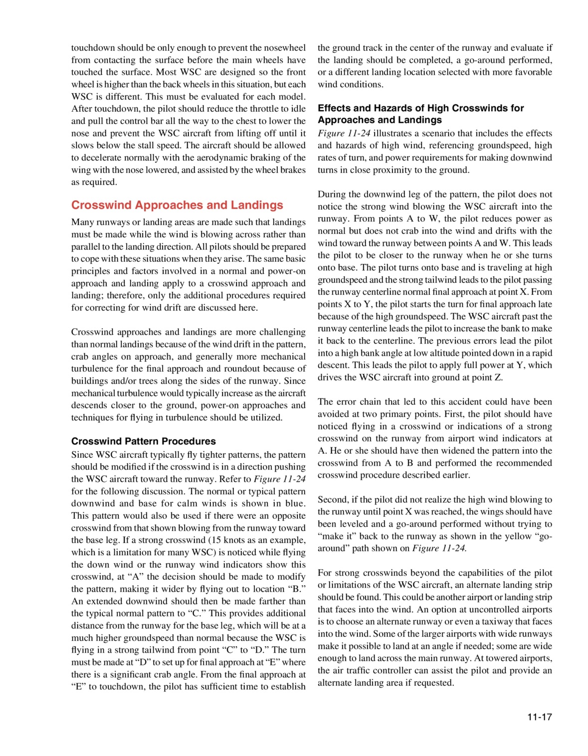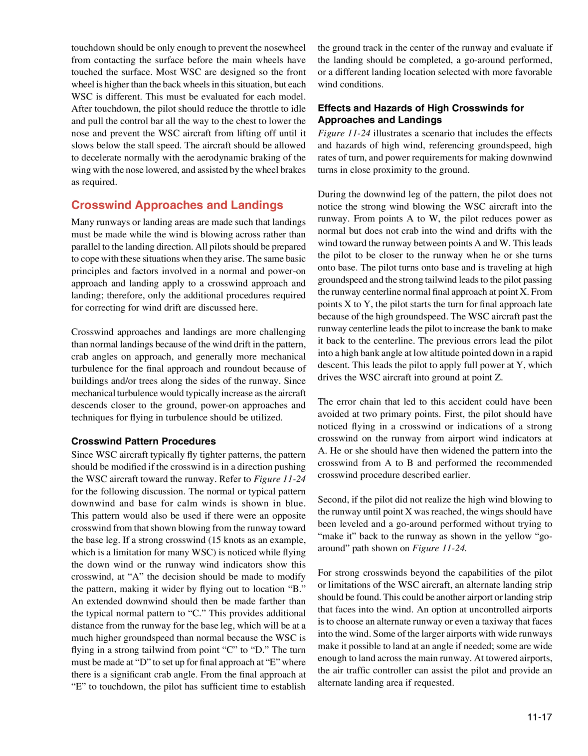The turn must be made at D to set up for final approach at E, where there is a significant crab angle. From the final approach at E to touchdown, the pilot has sufficient time to establish the ground track in the center of the runway and evaluate if the landing should be completed, a go-around performed, or a different landing location selected with more favorable wind conditions.